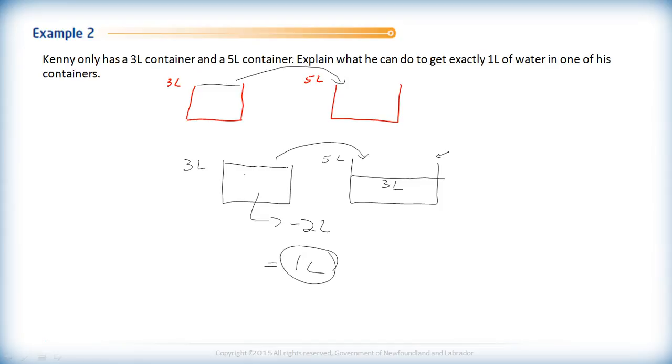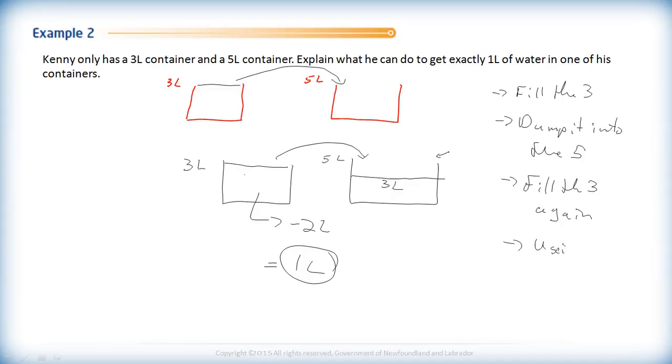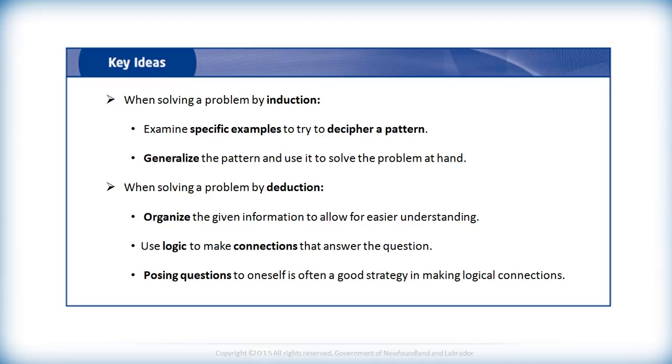Okay? So I guess if we're going to write that out, we'd fill the 3. We dump it into the 5. And then fill the 3 again. And then use it to fill the 5. And then you have 1 liter left. Nice. Okay.